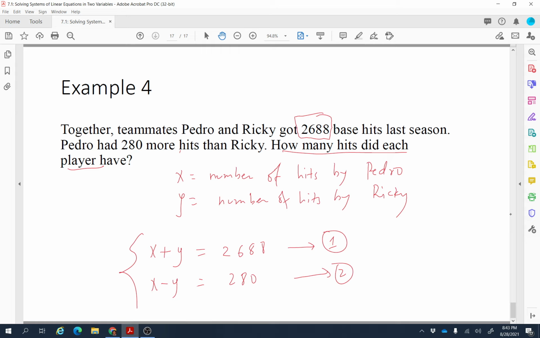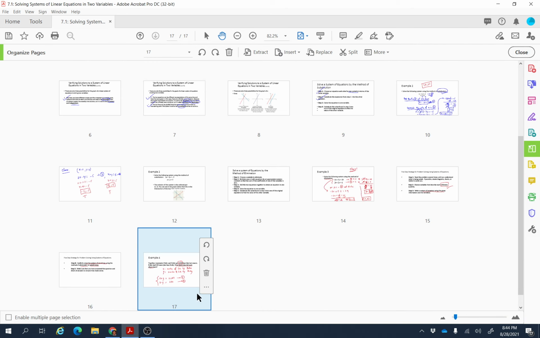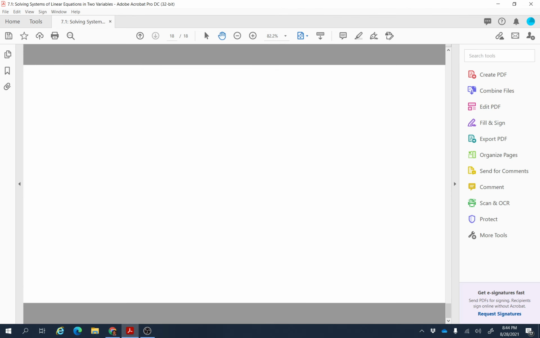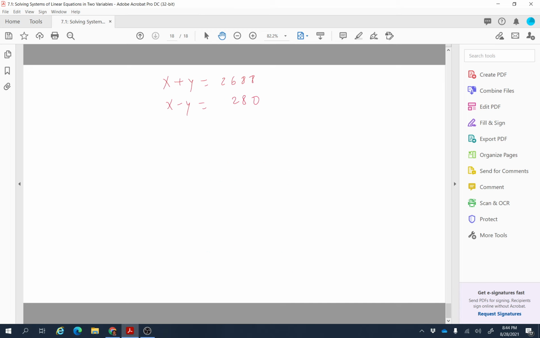Here I can just use the elimination method. I can just add 1 and 2 so that I can eliminate y here. So we need to solve x plus y equals 2688, x minus y equals 280. So I'm just going to add these two equations. If I add this, positive y and negative y will cancel out.